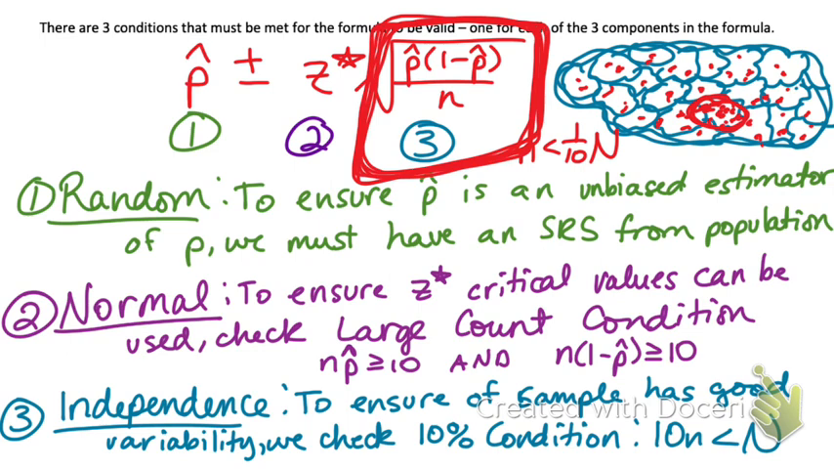Okay? So those are our three conditions: random, normal, 10%, or independent condition. Random is to ensure that we have an unbiased estimator from p hat. Normal is to ensure we can use a z-star critical value. And then independence is to ensure that we have good variability in our sample. Okay? You can check them in any order. Honestly, I usually check them in the random, independent, then normal order, but you can check them in any order. Okay? All right, so let's just do a couple of practice problems to see how to check these conditions.